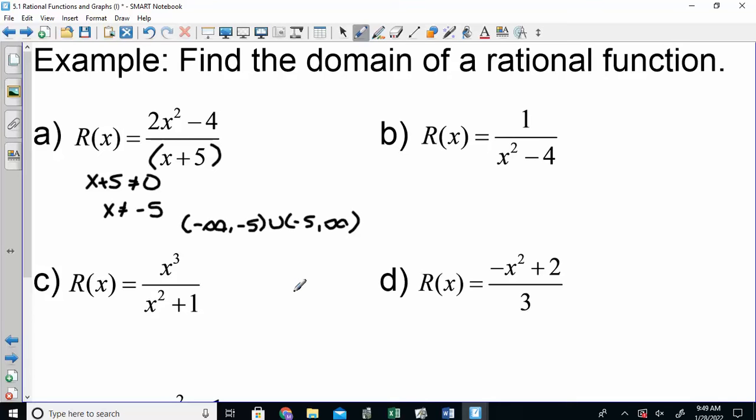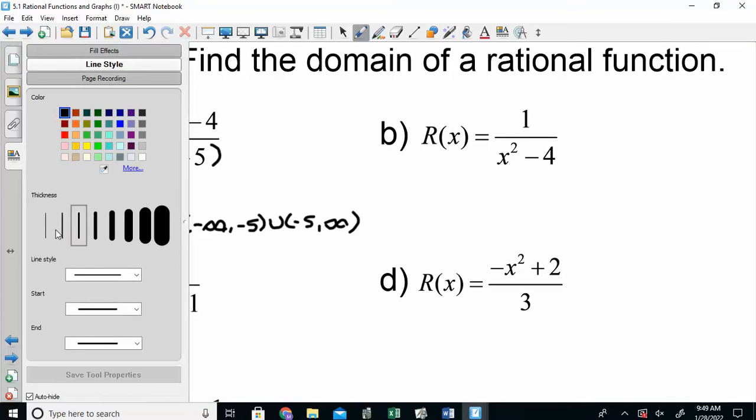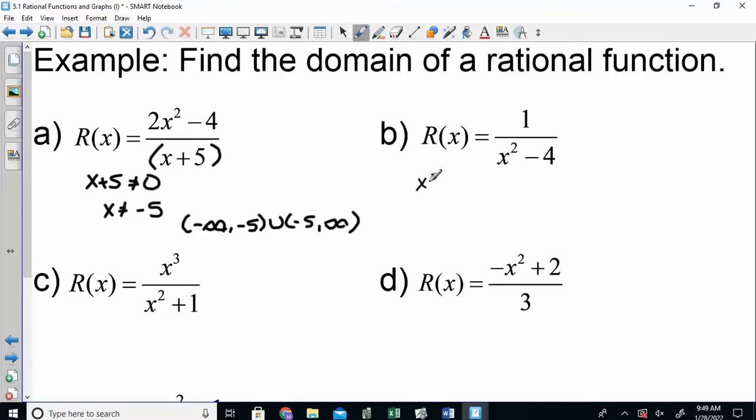On B, what would we have to do? So the bottom, x squared minus 4, can't be 0, so x squared can't be 4. Square root, plus and minus, so x can't be... oh my goodness. See, I told you, when we added this 4 over, that should have been a 4 there, and the square root of 4 is 2. I've been doing this stuff all day. I'm not with it. So x can't be positive or -2.